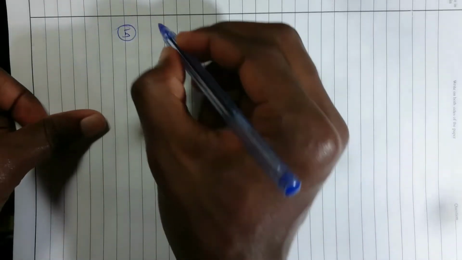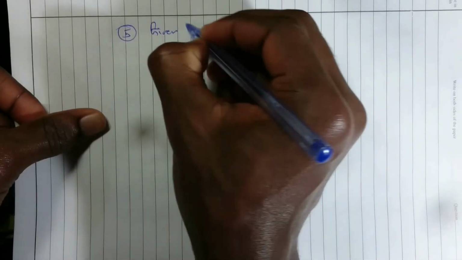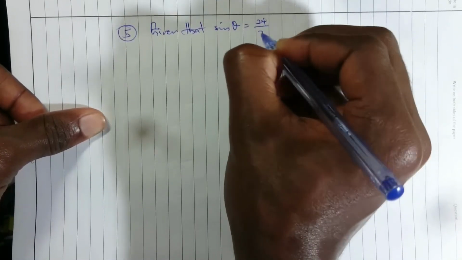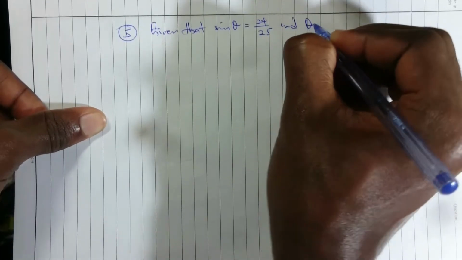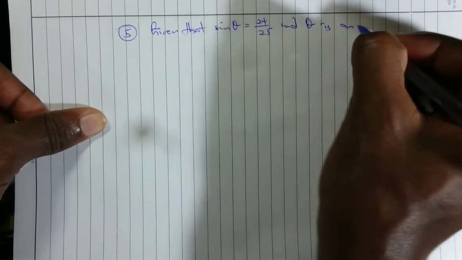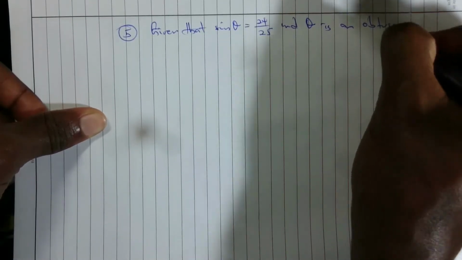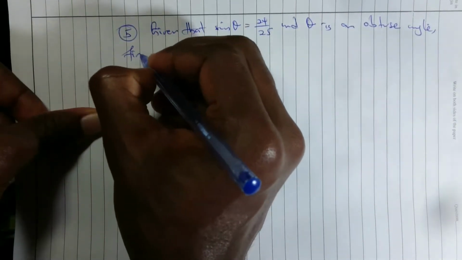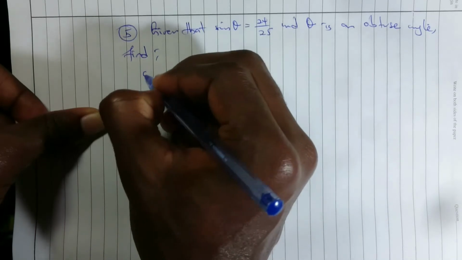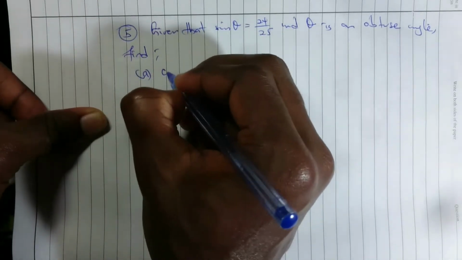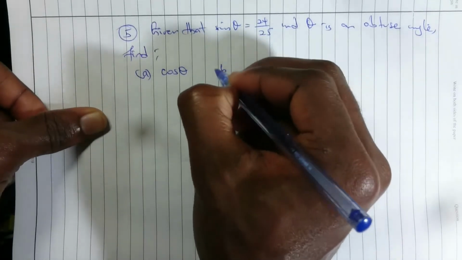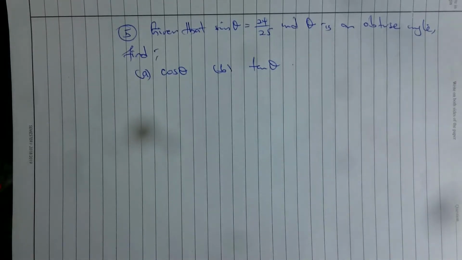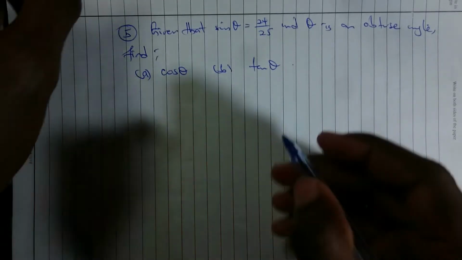Let's check that. Given that sine theta equals 24 out of 25 and theta is an obtuse angle, find a) cos theta, b) tan theta. Now this time we have an obtuse angle.